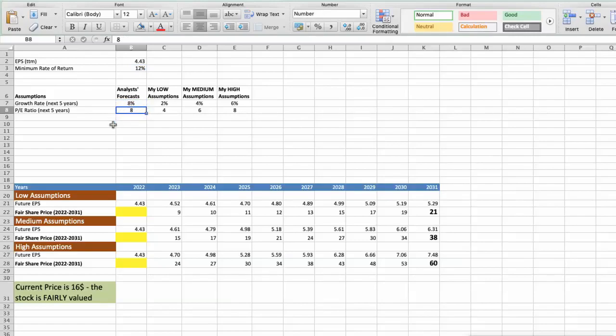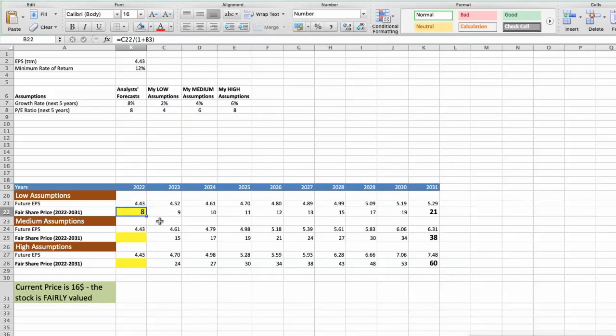Again, I will use 3 different scenarios for Ford Company: bad, average, and good. First scenario. Ford will have bad performance in next 5 years, and we will use the following parameters in our calculation. Future growth rate would be low, 2%. Future P/E would be low, 4. In this case, the fair value of the stock today would be $8.